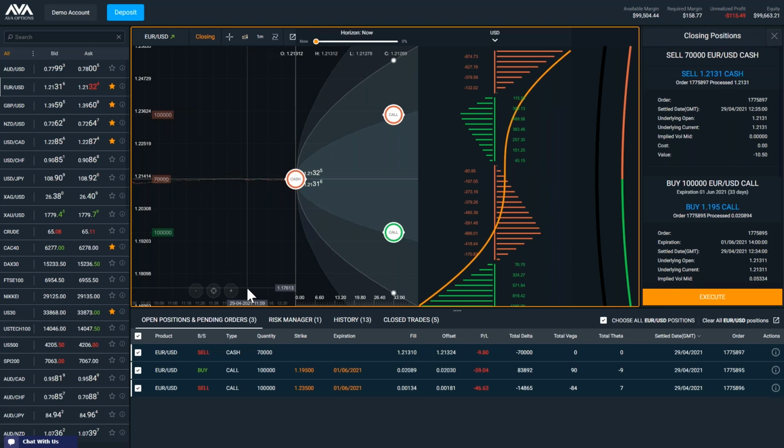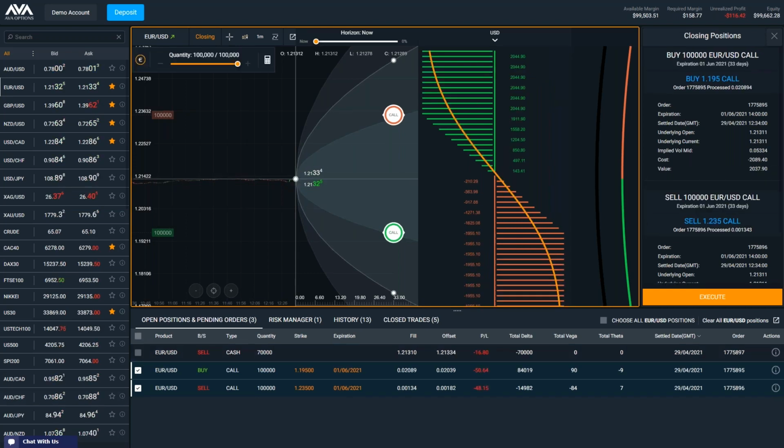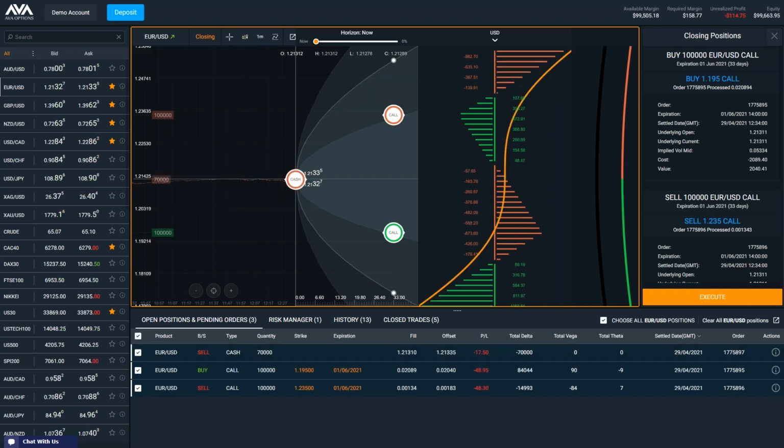Okay. This strategy doesn't make a heck of a lot of sense. The point is, I had a view for the longer term, but in the short term, I wanted to hedge it. If I take that hedge off, it looks like this. With the hedge, it looks like this.